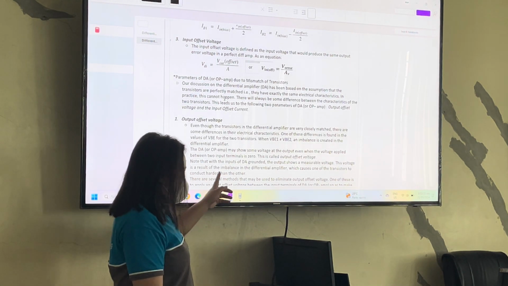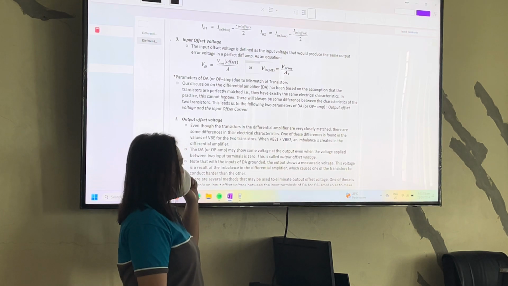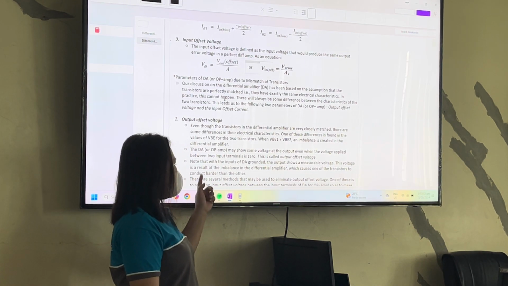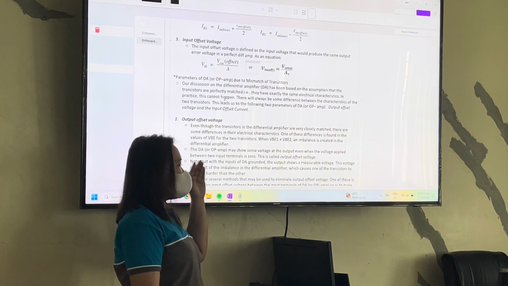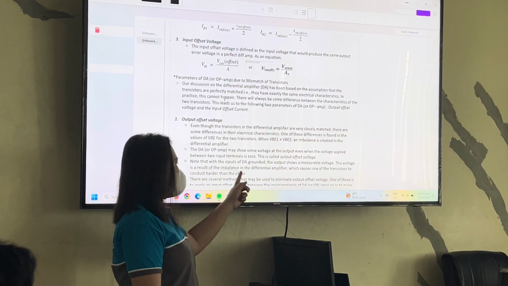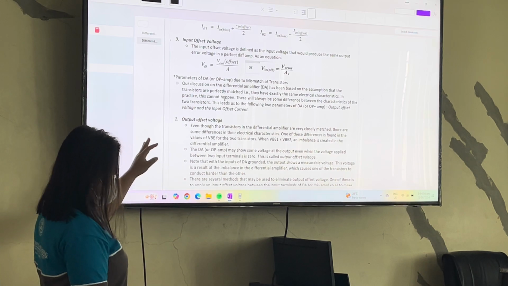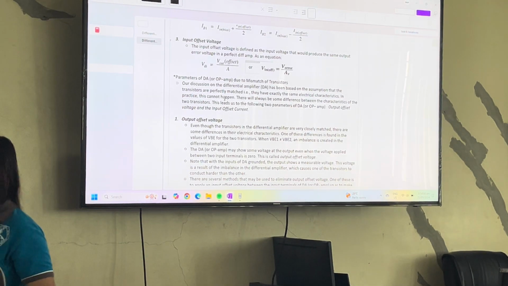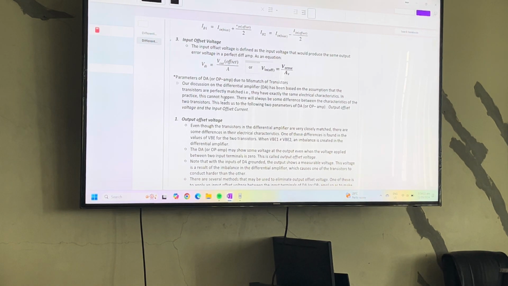So, this causes one of the transistors to conduct harder than the other. This results in an imbalance in the differential amplifier. So, if there is no input, there should be no output. Since an output appears even without input, this causes an imbalance in the next amplifier stage.